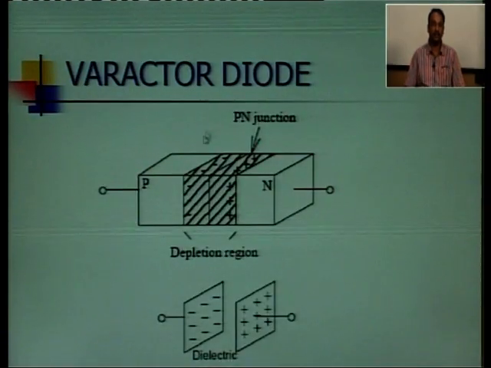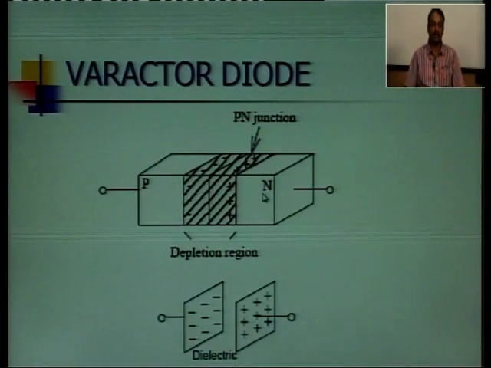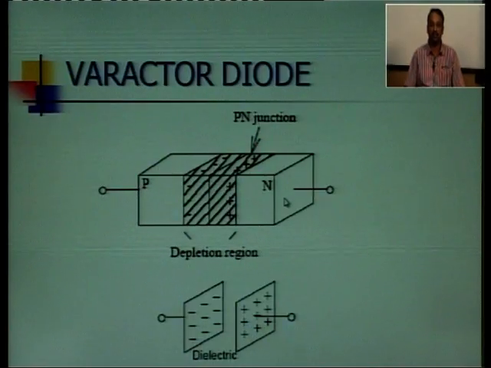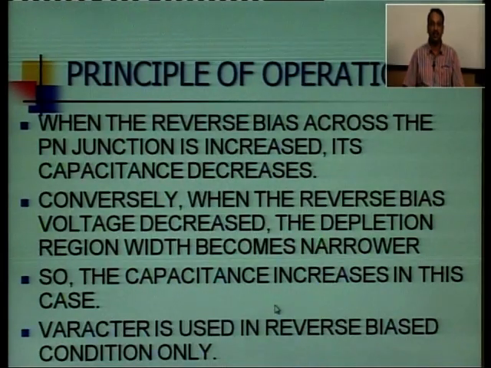As this diagram shows, there are two regions, P and N. When this PN junction is reverse biased, that is, P is connected to negative and N is connected to positive, its depletion region becomes wider and wider. So, the depletion region increases and its capacitance decreases. Conversely, when the reverse bias voltage is decreased, the depletion region width becomes narrow. So, capacitance increases in this case.